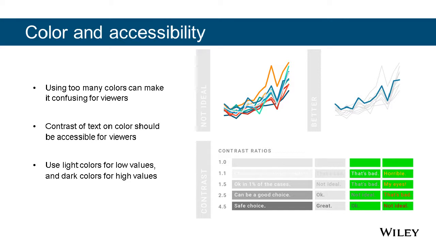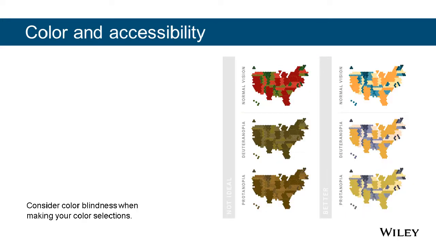And when it comes to contrast, especially when you have text on color, there needs to be a high enough ratio of difference between your background color and your text color so that it's accessible for viewers, as you can see in the contrast ratio chart of this bottom section here. And then lastly, when it comes to color in general, you want to use light colors or pale colors for low values and dark colors for high values, because that will also help your data to be understood more intuitively by your audience.